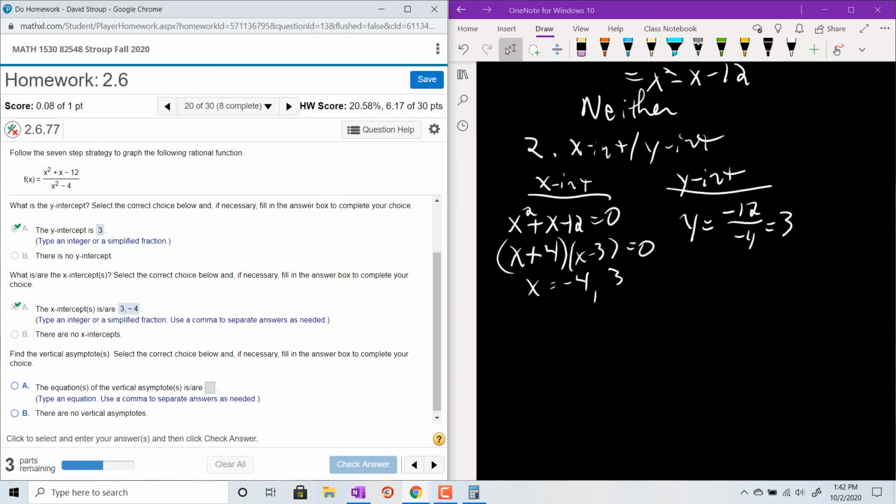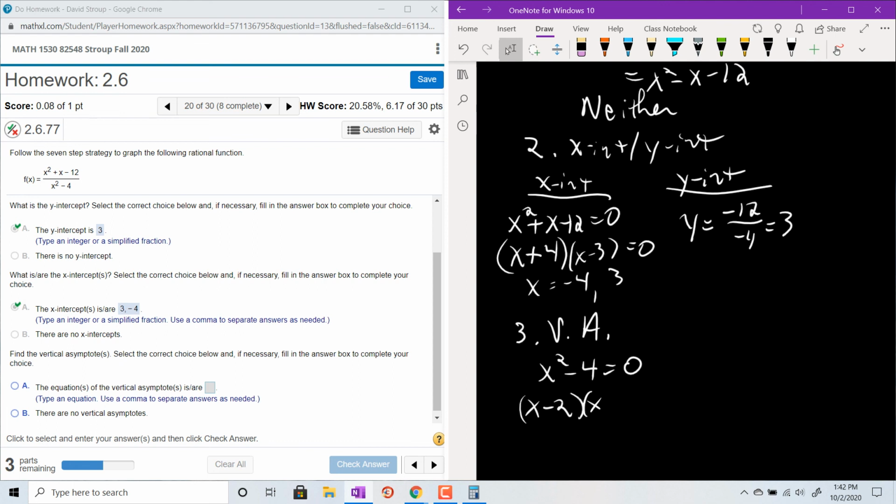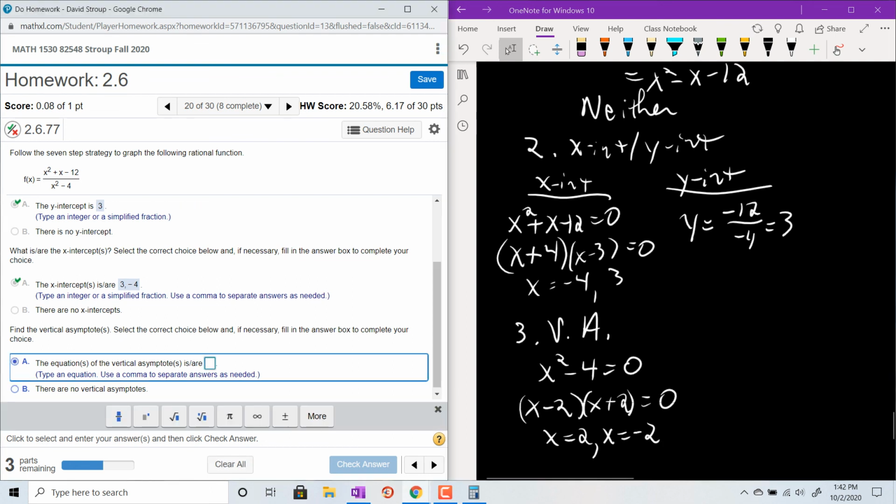Okay, so vertical and horizontal asymptotes. So for the vertical asymptotes, taking the denominator and setting it equal to 0. Okay, so here we get x minus 2, x plus 2, or if you want the square root property, you can do that. So I'm going to get x is 2, x is negative 2. You need the equations in the answer box. X is negative 2, x is positive 2.